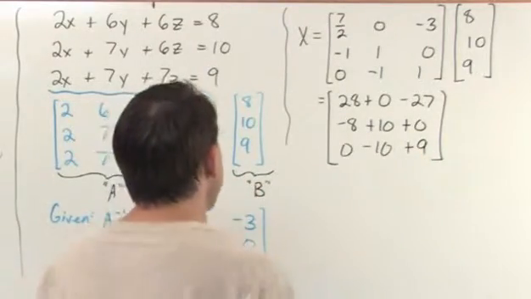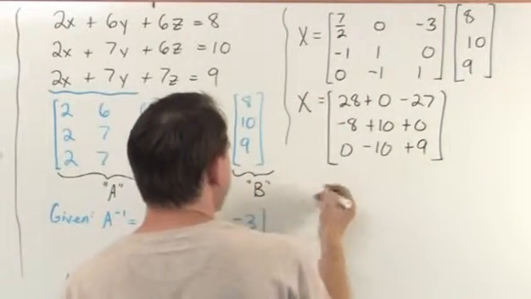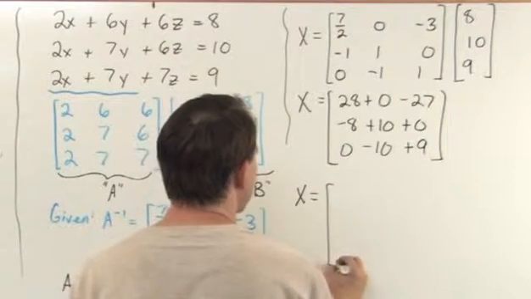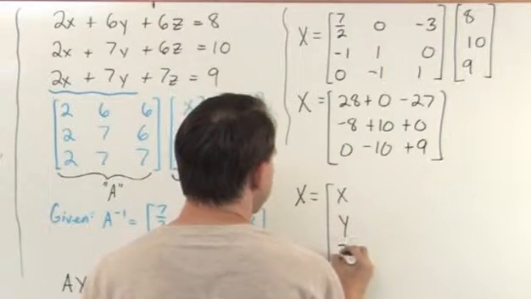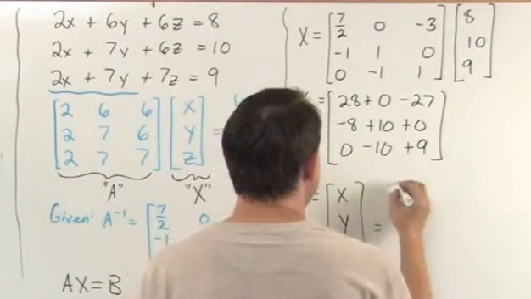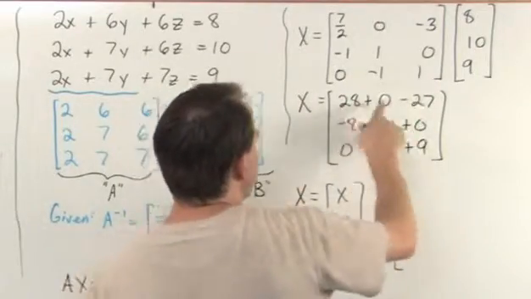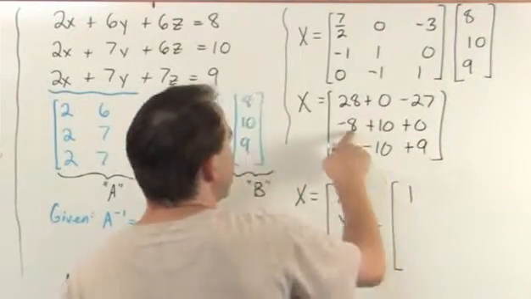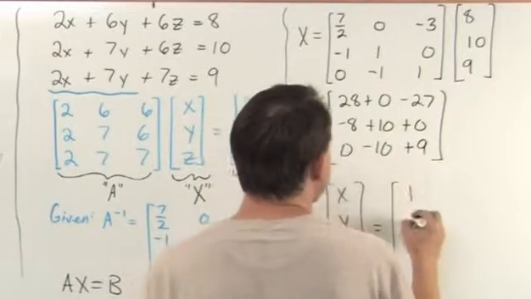And this is equal to capital X. Don't forget, capital X is just equal to the variables that we care about, X, Y, and Z. And that is equal to, doing this math up here, 28 minus 27 is 1. This plus this is going to give you positive 2.